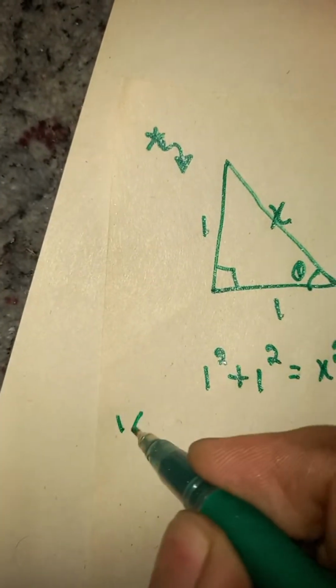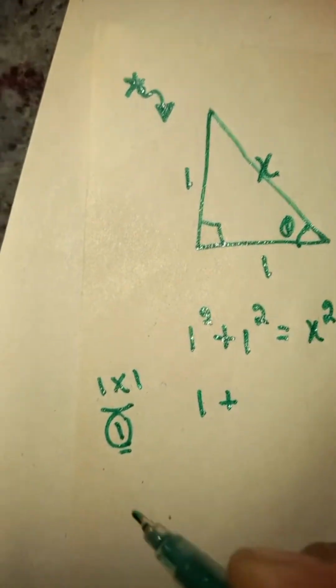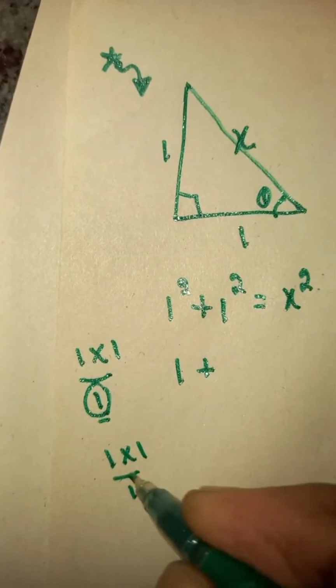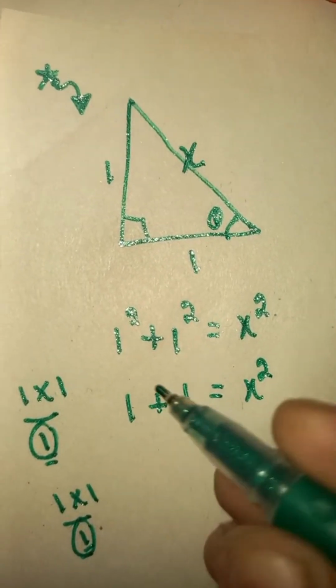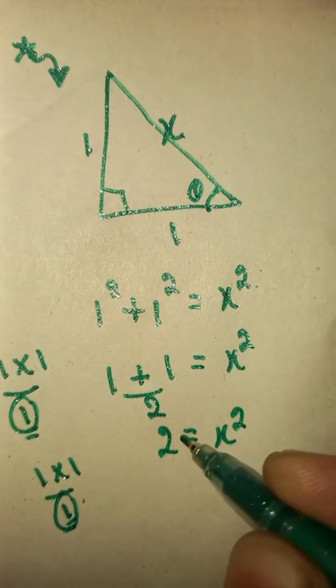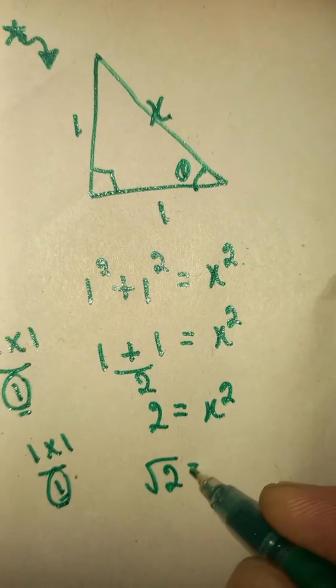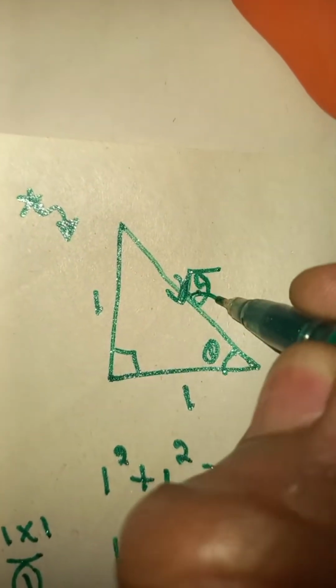1 square means 1 times of 1, which remains as 1. And here also 1 times of 1 remains as 1, which becomes x square, and 1 plus 1 becomes 2. So 2 equal to x square. Square comes this side, it becomes root 2. So this x value is nothing but root of 2.